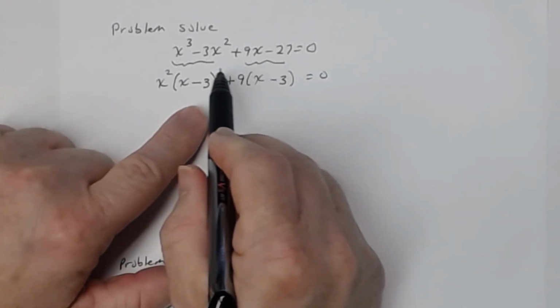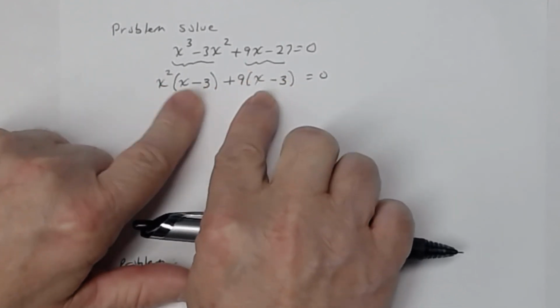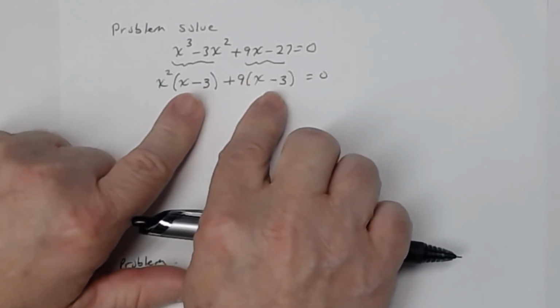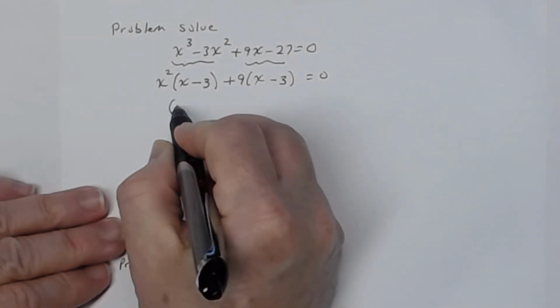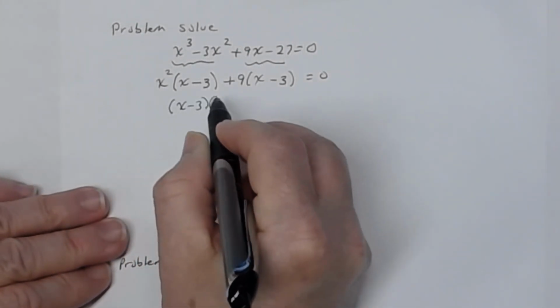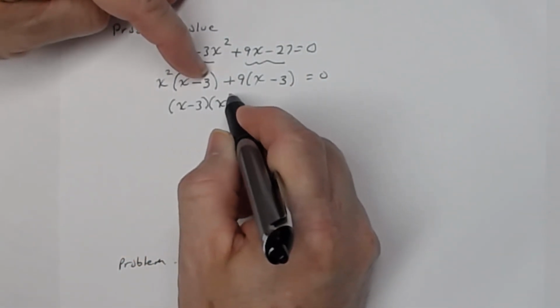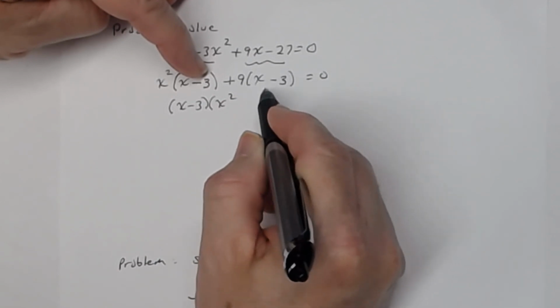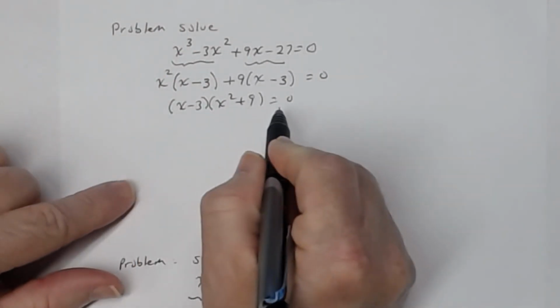And then at this point, notice that these two groups right here have an x minus 3 in common. So I'm going to go ahead and factor out an x minus 3. You have to show that. You have to say x minus 3 times, and then when you take out an x minus 3 from this term, you're left with x squared. And then when you factor out an x minus 3 from this term, you're left with a positive 9. So that you have to show.